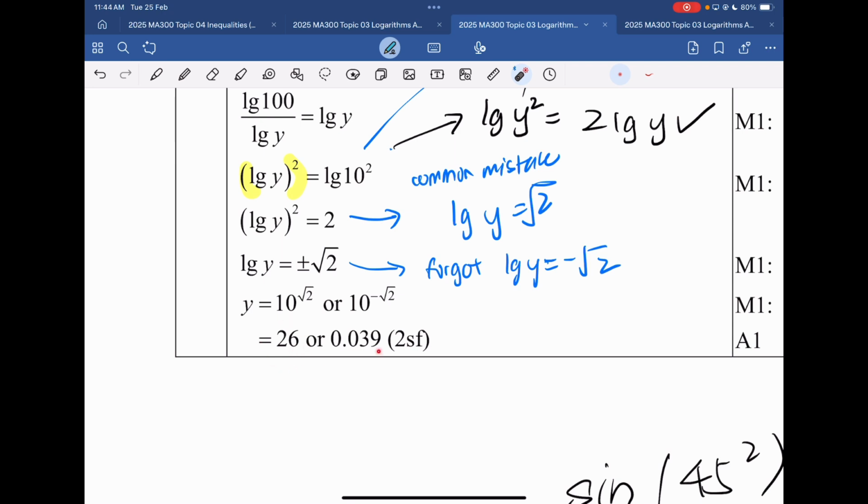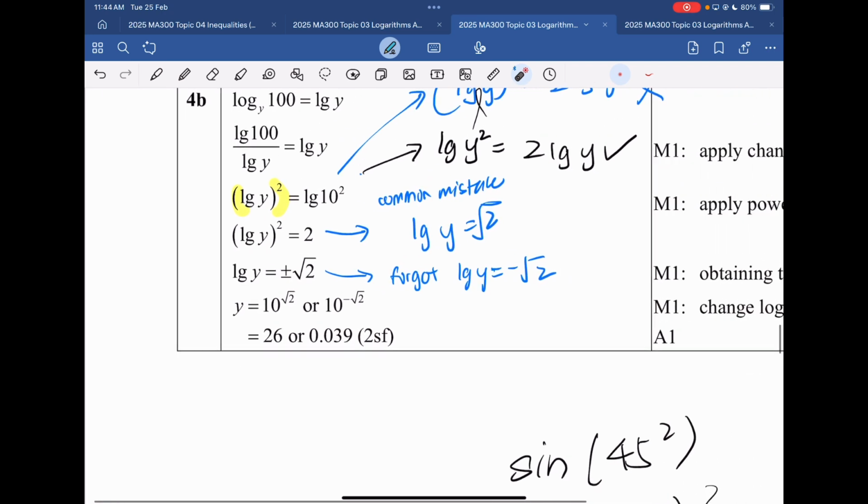So that's why you have 26 and 0.039. If you forget this, please take note. Clear? Yes, Javier? Okay, so thank you, Isaac. I can't work for you. I don't know why my one is wrong. It's completely different.